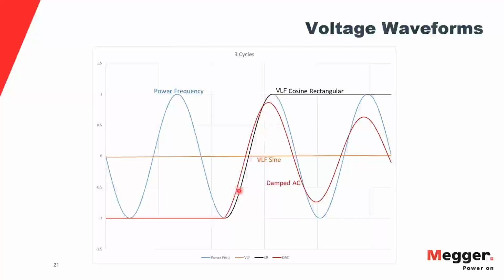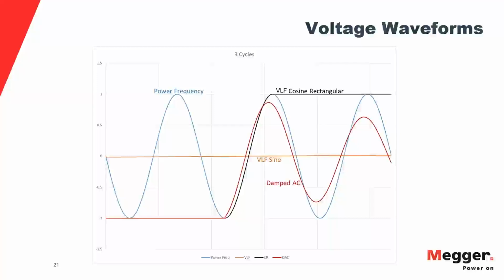To give a little bit of a schematic overview of what these look like, I have some power frequency cycles in blue there as a reference. I have 1 shot of damped AC in the red, 1 polarity reversal of VLF cosine rectangular, and a portion of a VLF sine wave on there. The reason I have this slide up here is so you can see that the damped AC damps out very quickly. The voltage goes from full to 0 in just a few cycles.